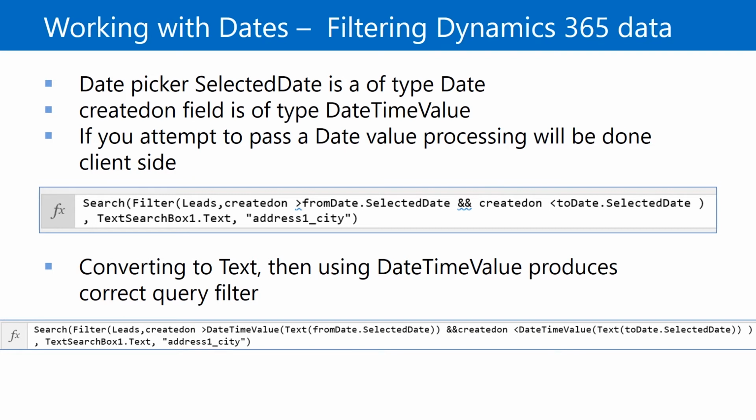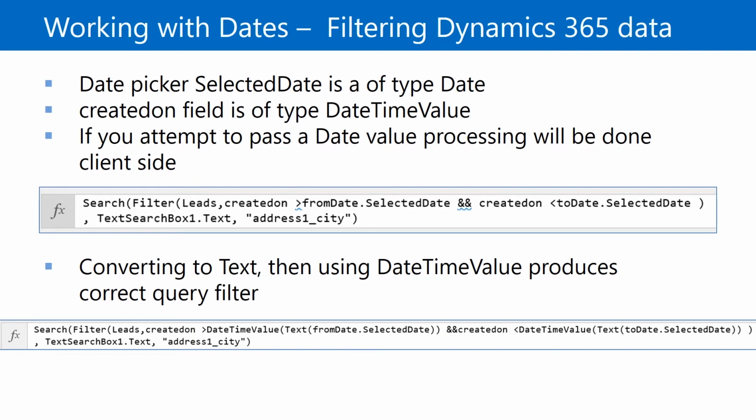I know that's happening because if you look at the created on, the greater than sign, it has the little squiggle under it. Same with the ampersand, it has the blue squiggly under that. And I have the little blue icon with the I for information telling me that it's going to be processed on the client. So what we want to do is convert this first to a date time value so it produces a query that can be delegated to the server and executed on the server.